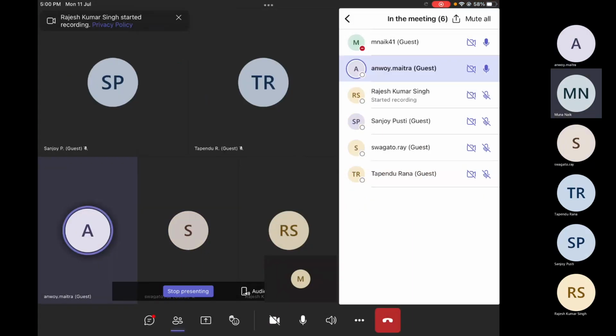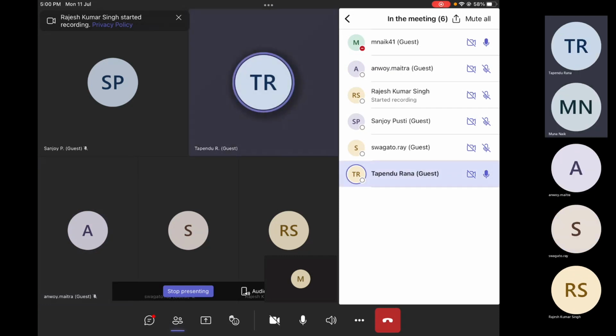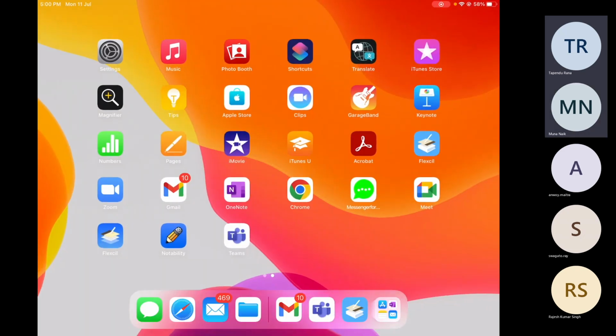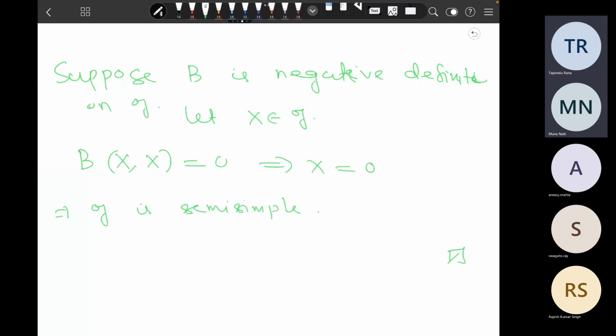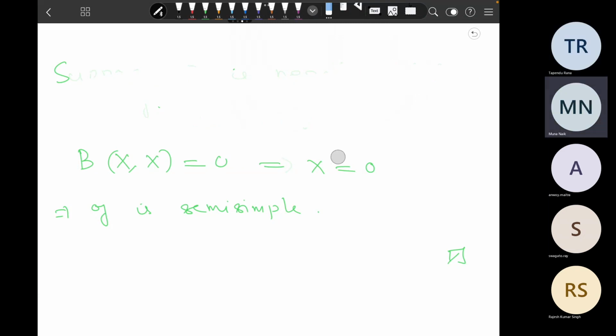No, the last part is not okay. The last part, non-degenerate part. So we have to show if B(x,y) equal to 0 for all y, then x equal to 0. Okay, so since this is definite, okay.